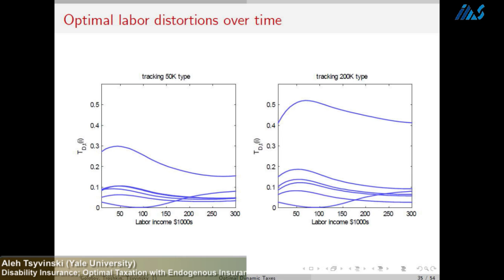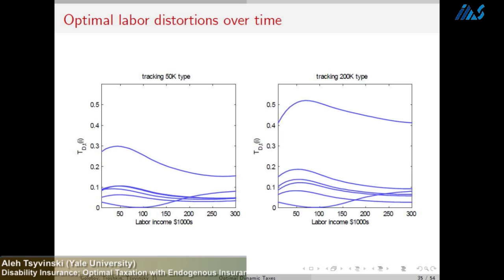There are two patterns we see. First of all, taxes increase with age. Why is that? It exactly comes back to that decomposition of different forces that I have. The ability to provide incentives in the future allows me to drive labor tax down early in life. And the opportunities to drive them down become less and less as I reach retirement. Okay, that's the first thing. So both for 200,000 guys and for 50,000 guys, you are taxed lower early on.